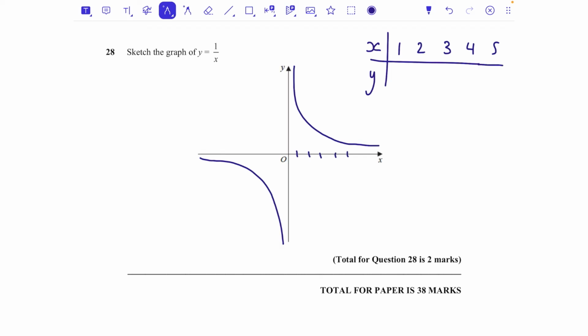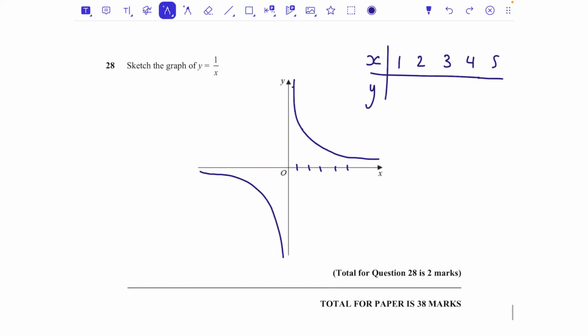1 divided by 1 is 1. 1 divided by 2 is a half. 1 divided by 3 and so on. So that value is coming down and down and down and down, and that's why it makes that shape. So that's your reciprocal graph. Hopefully that makes sense. That's 2 marks there.